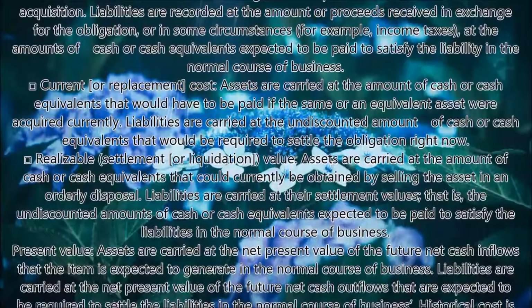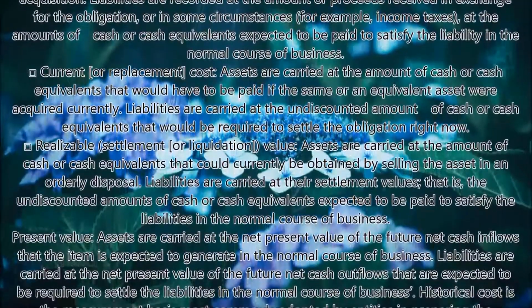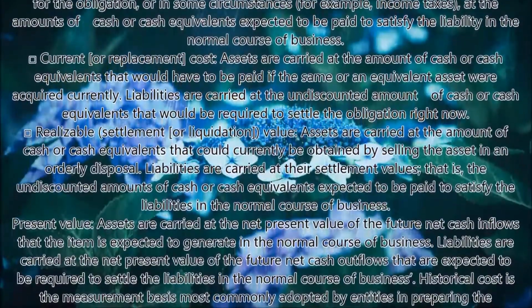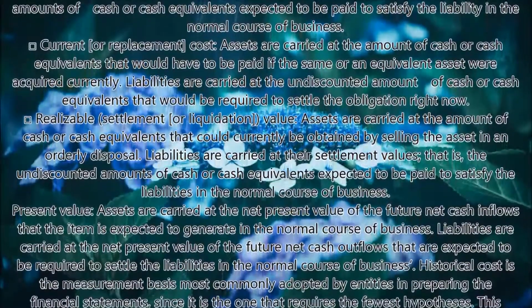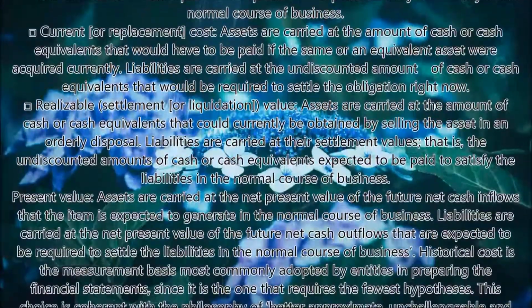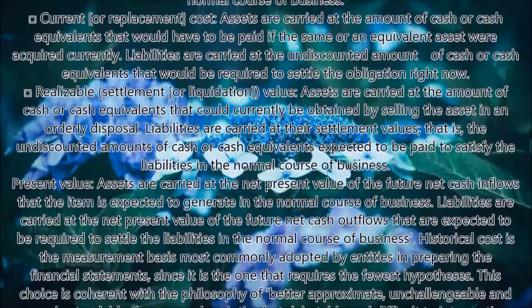Assets are carried at the amount of cash or cash equivalents that would have to be paid if the same or an equivalent asset were acquired currently. Liabilities are carried at the undiscounted amount of cash or cash equivalents that would be required to settle the obligation right now. Realizable, settlement or liquidation, value.